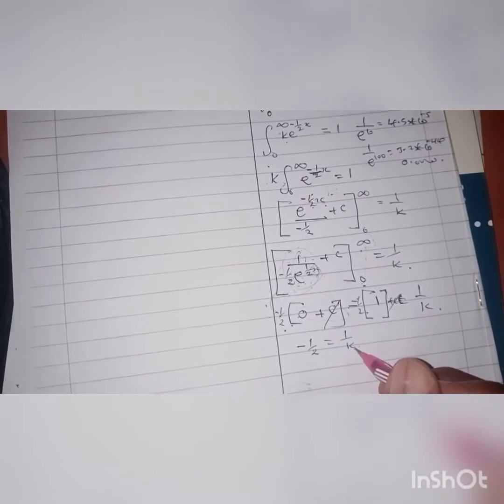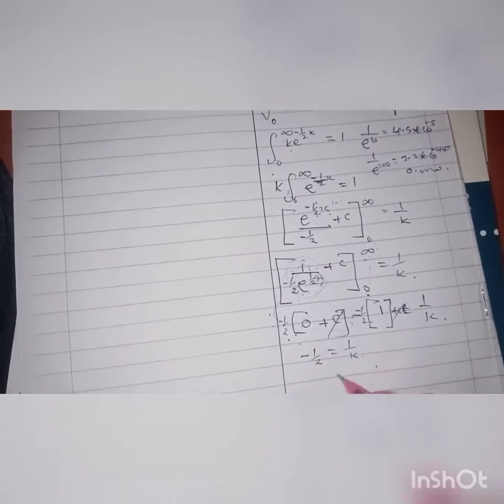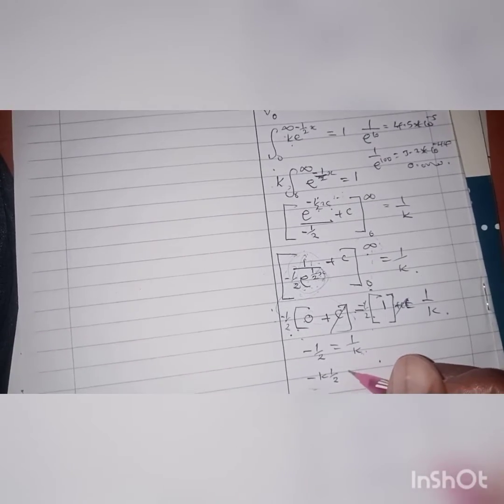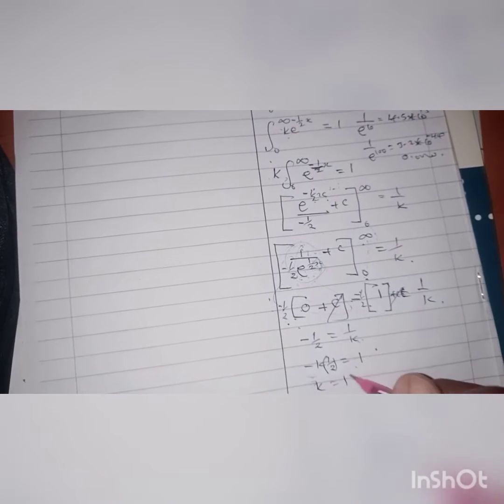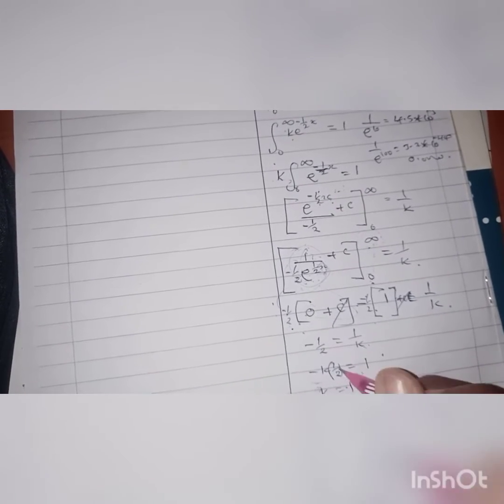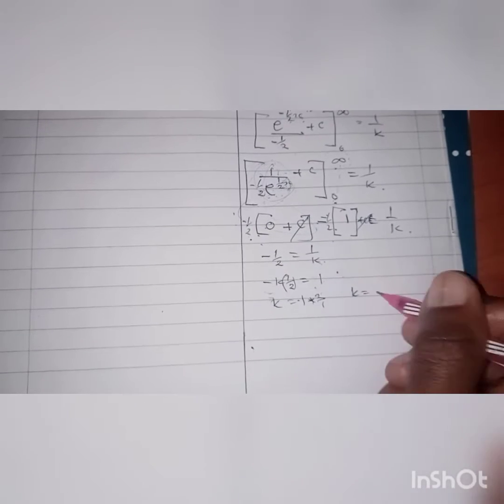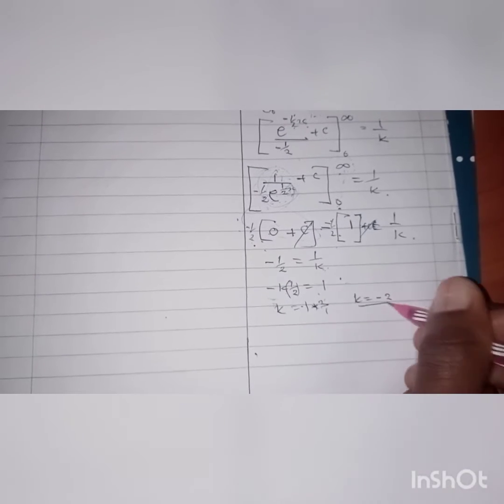Therefore, multiplying by k, we get minus k a half, and k multiplied by half is just equal to 1. Dividing by minus a half, k equals 1 multiplied by the reciprocal of minus a half, which is 2 over 1. Therefore, we can conclude that k equals -2. That is our constant. So far we are done with the constant. We have our constant being -2.